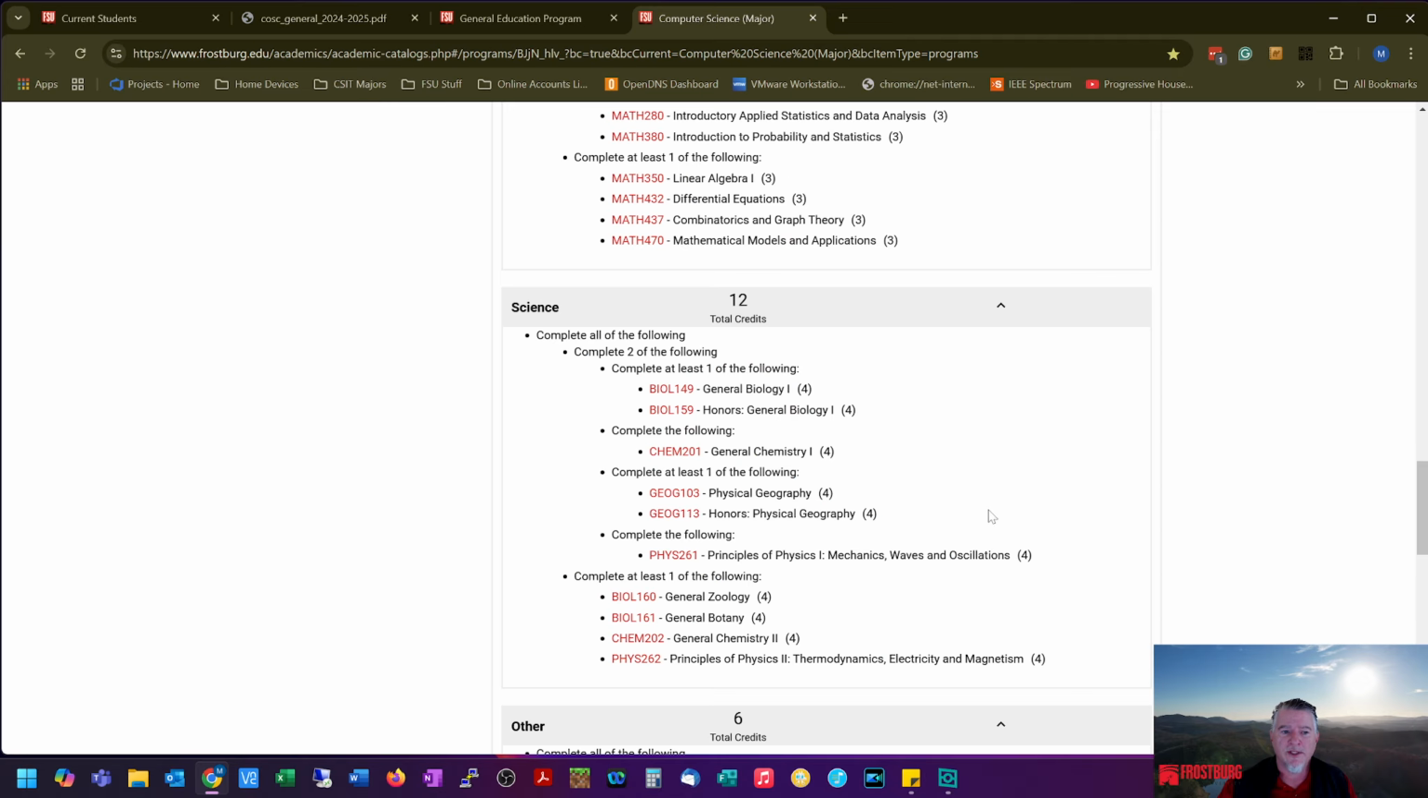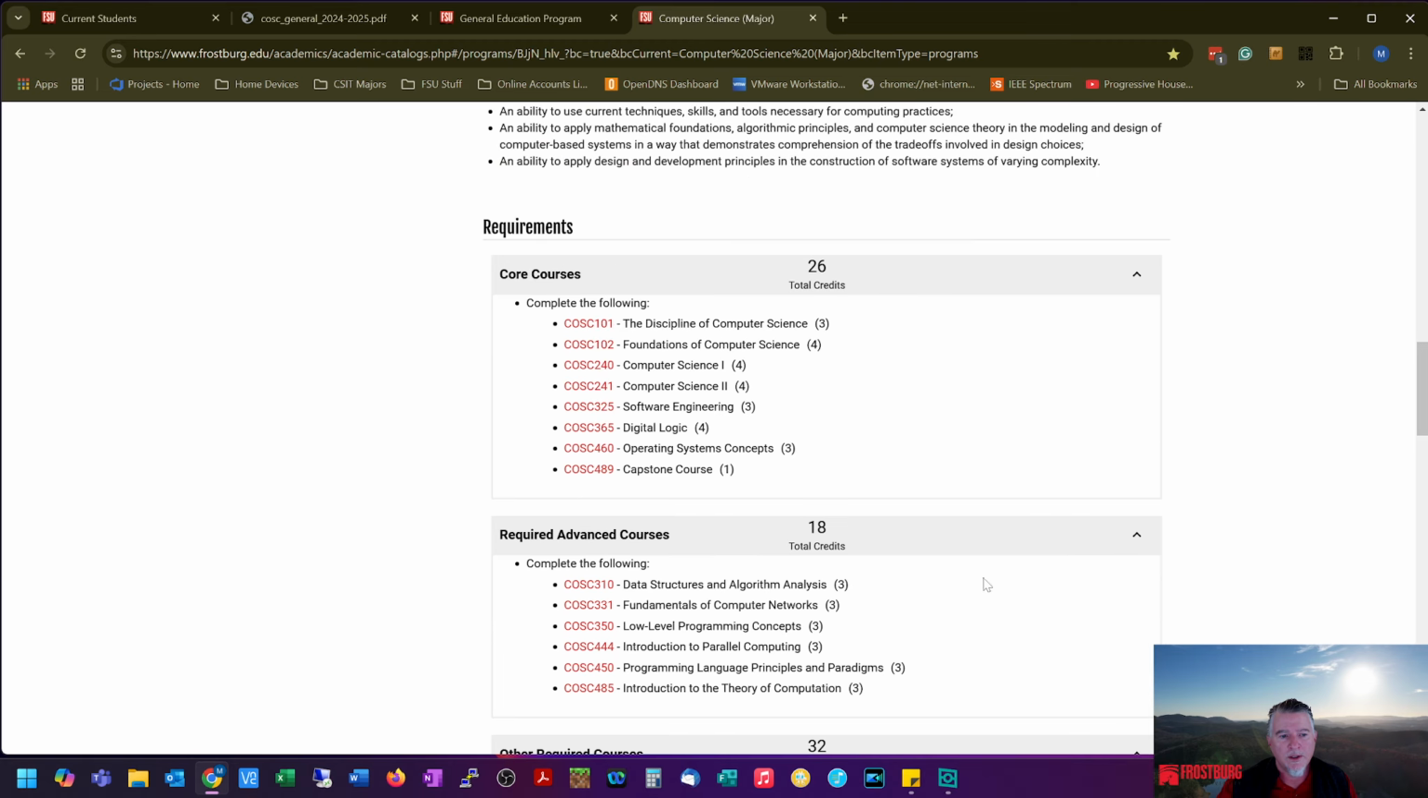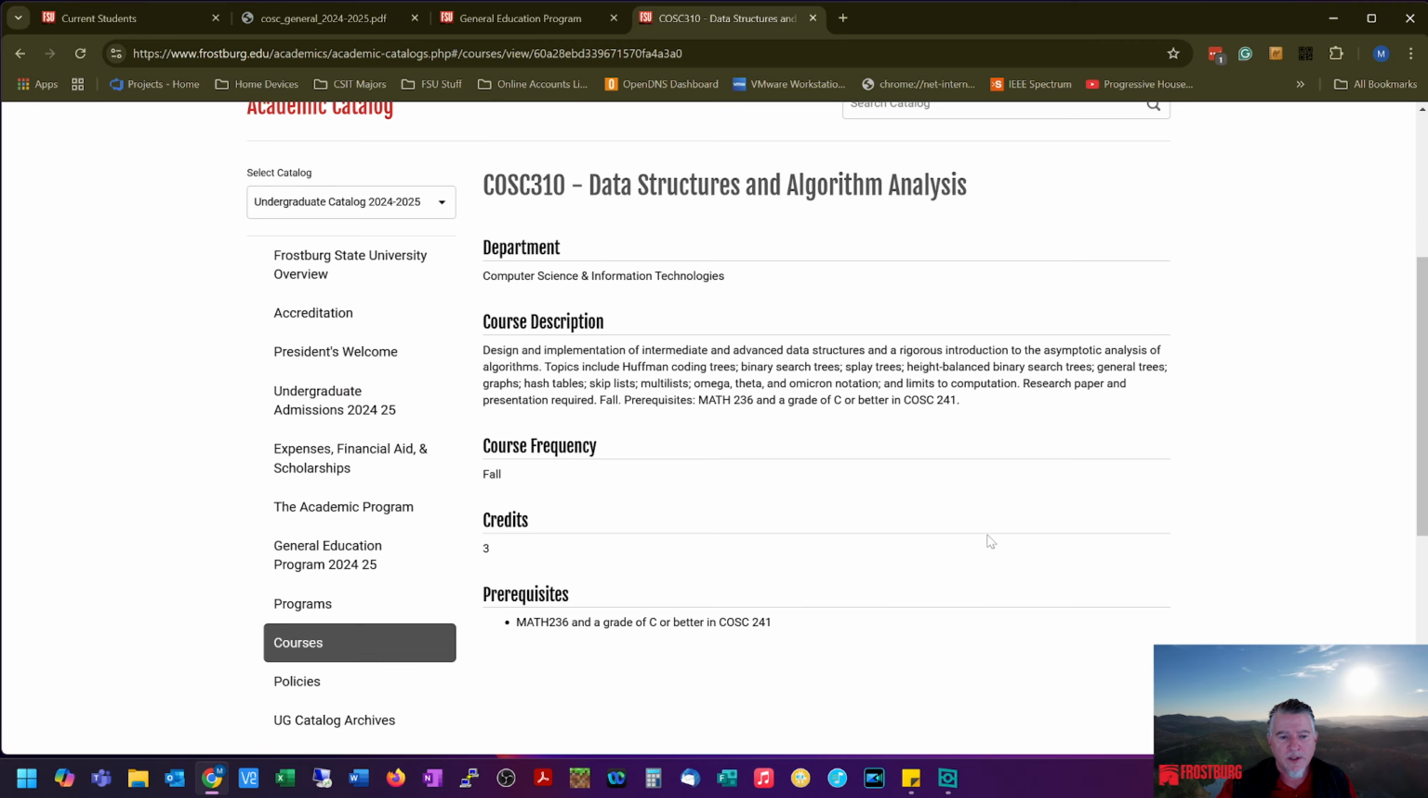So while I'm thinking of prerequisites, let me run back out here and click on 310. And 310 is going to say a prerequisite of Math 236 and a grade of C or better in Computer Science 241. Remember I told you a few minutes ago that professors from around the world come together and they think and they analyze and they collect data on what is going to make you successful when you move into your professional career, or you go in and you do research with a master's or a doctorate, right? Well, we do the same thing with our prerequisites.